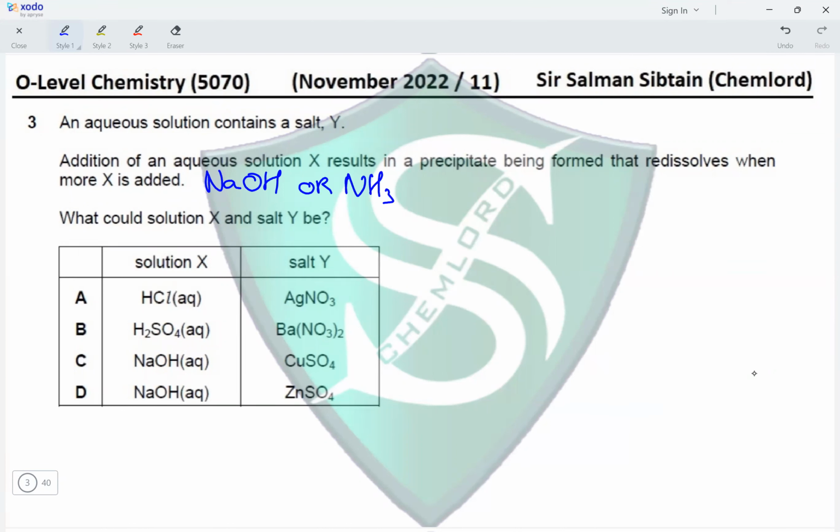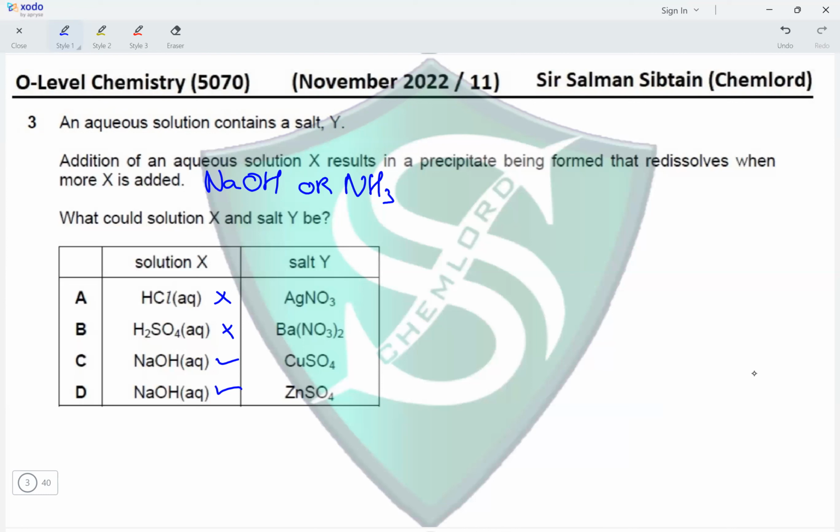So let's look at the options. HCl no, H2SO4 no, NaOH yes, NaOH yes. So we've eliminated options A and B so far. What could X and salt Y be? Now, salt Y forms a precipitate that redissolves. So a precipitate that redissolves.